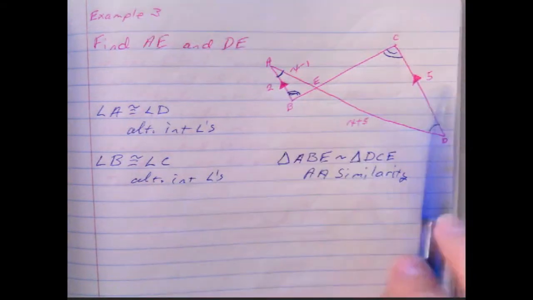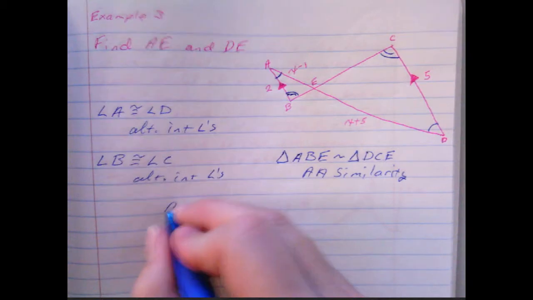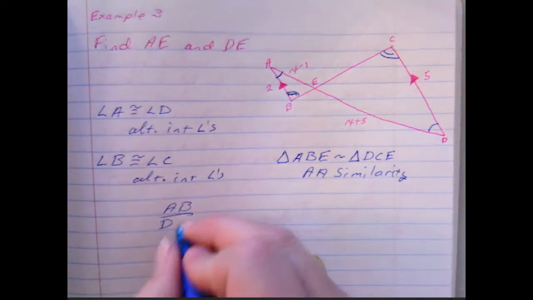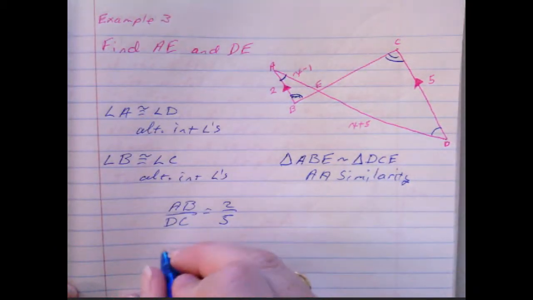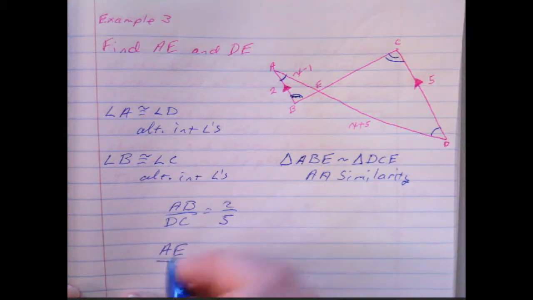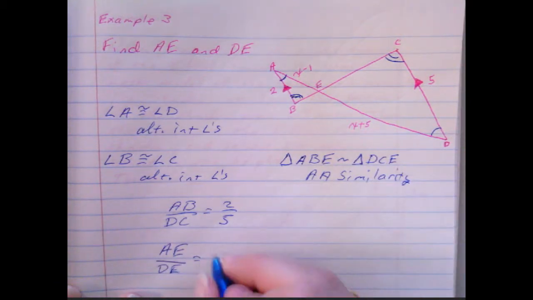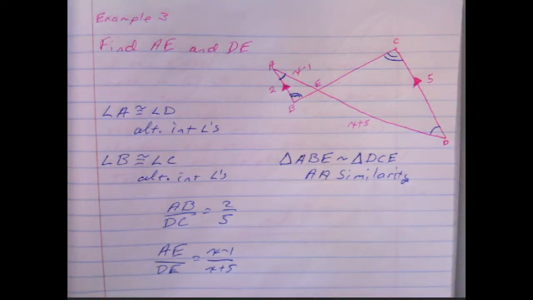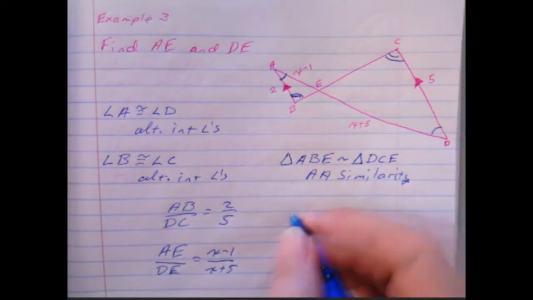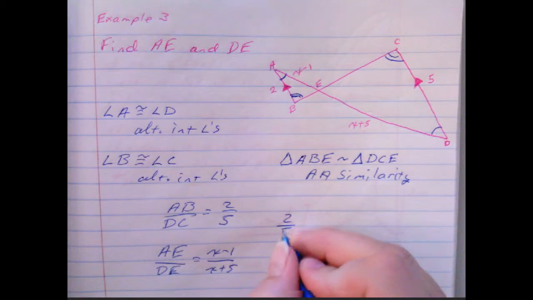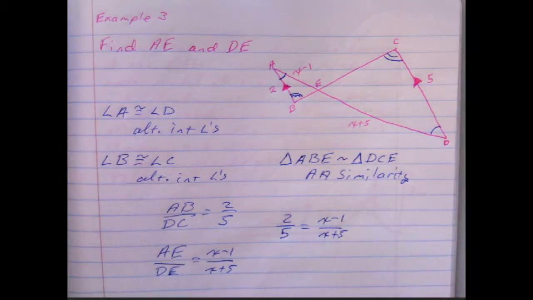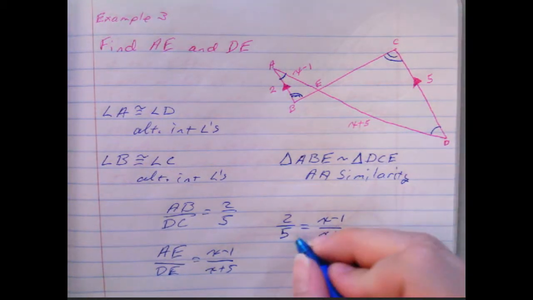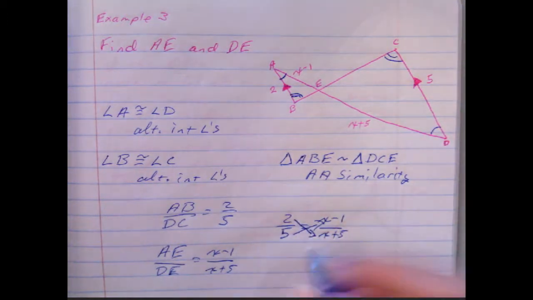So this side goes with this one, so we have AB over DC, which is 2 over 5. And we also have AE over DE, which is x minus 1 over x plus 5. Those should be proportional, so we can actually set them equal to each other. So 2 over 5 equals x minus 1 over x plus 5. So then from here, we're going to be doing our cross multiplication or cross products.